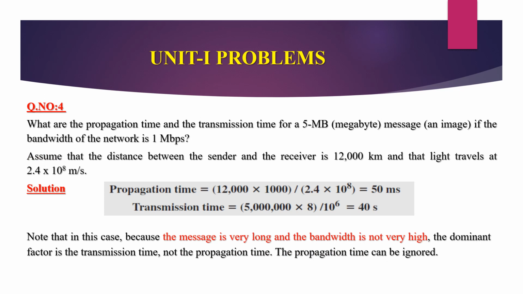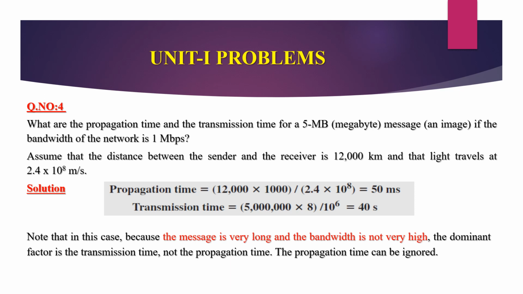Last problem, that is problem number 4. What are the propagation time and the transmission time for a 5 megabyte message? It may be an image, for example. Now the message is very long, and if the bandwidth of the network is 1 Mbps, now the bandwidth is low and the message is long, right? Assume that the distance between the sender and receiver is 12,000 kilometers and the light travels at 2.4 into 10 power 8 meter per second.